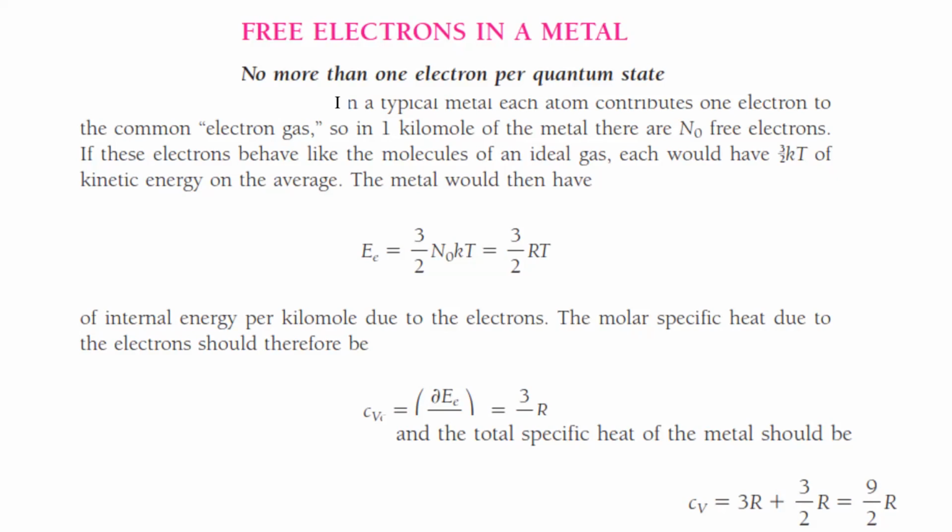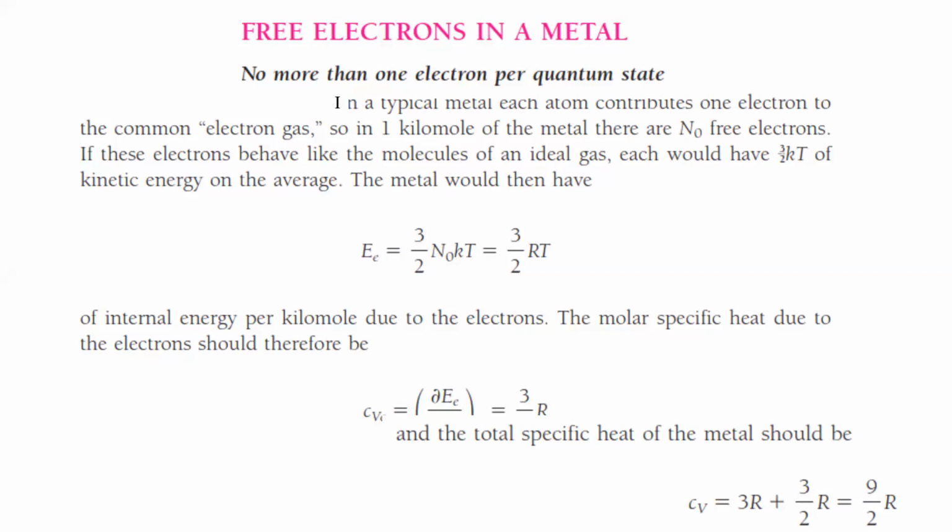So let us consider 1 kmol of the metal, then there are about N0 free electrons. If these electrons behave like the molecules of an ideal gas, then what will we say? We will say each would have about 3/2 kT of kinetic energy. This fact we know and is clear to us by now. So then, what will be the energy of the metal? The internal energy, obviously, which is due to the electrons, will be equal to 3/2 N0 kT, which is equal to 3/2 RT, right? It's a very simple thing.